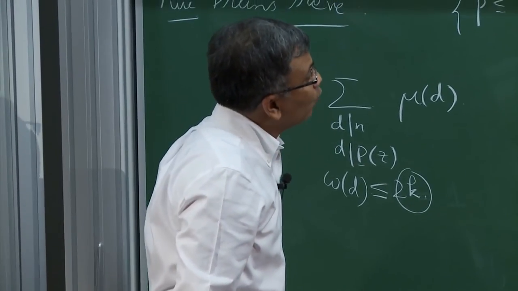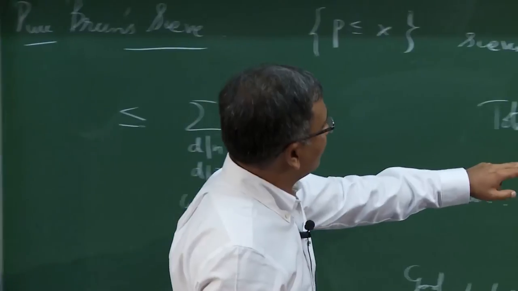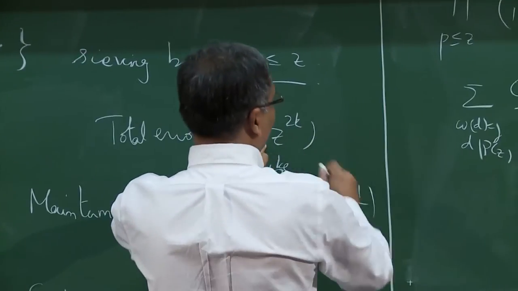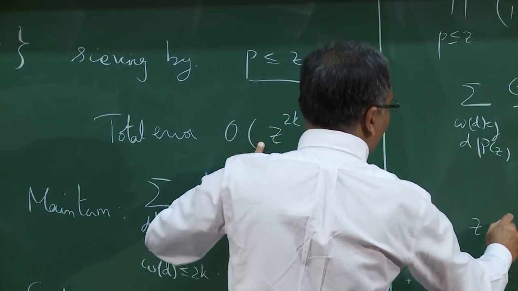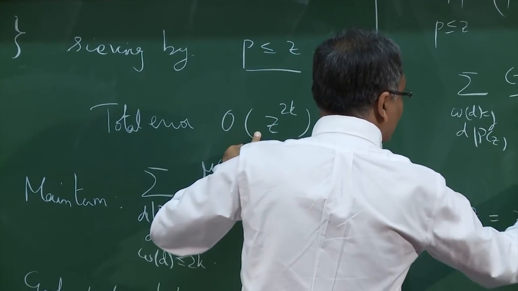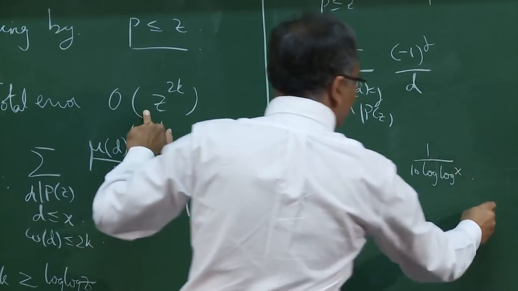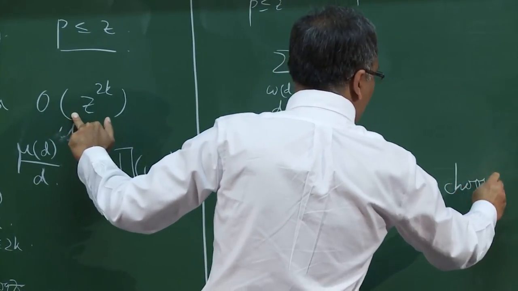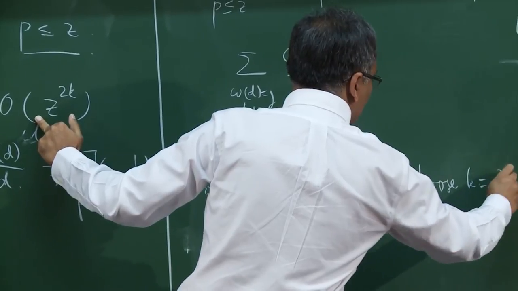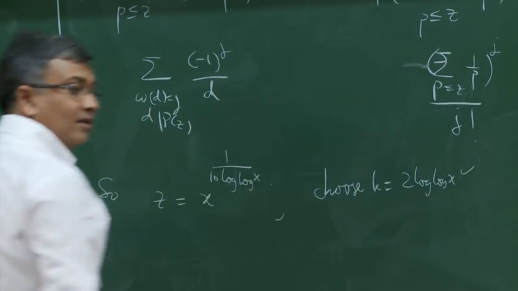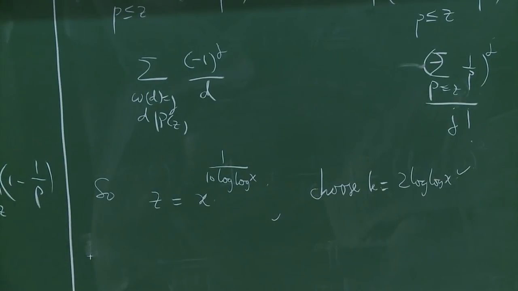So now we can see what Brun's argument would be. K is like log log z, so if this is to be small, z has to be chosen to be something like x to the 1 over 10 log log x, and then choose k to be 2 log log x, and then you're done. So you have a sieve that works.